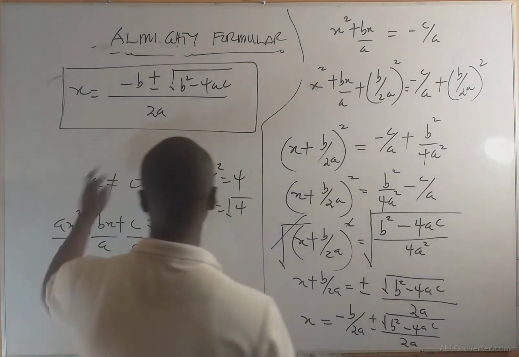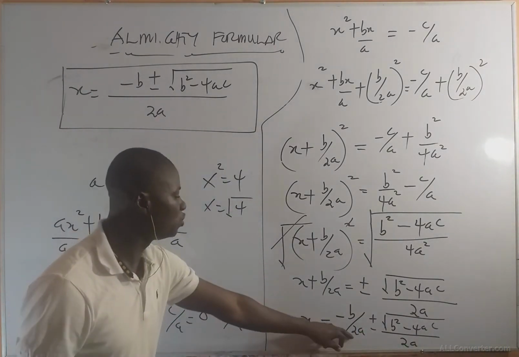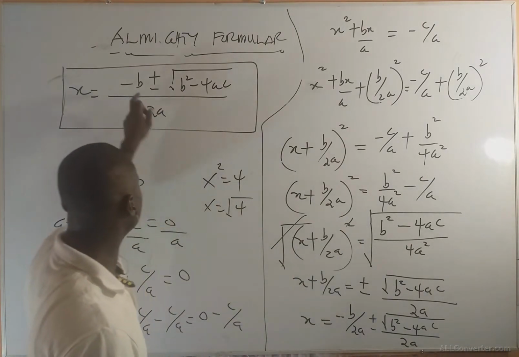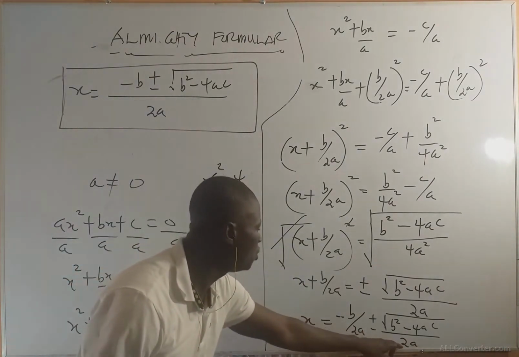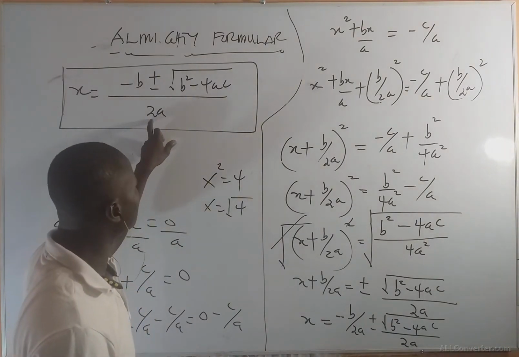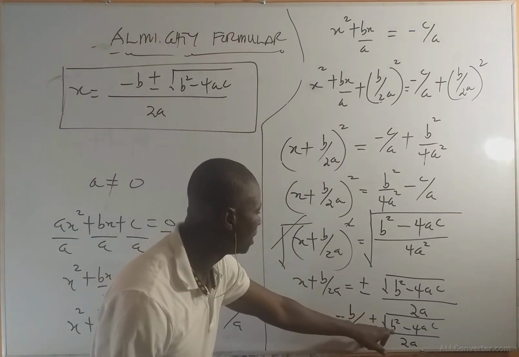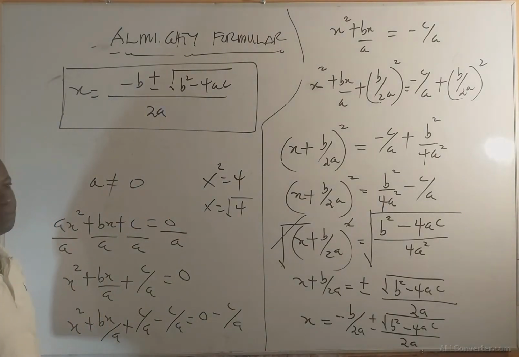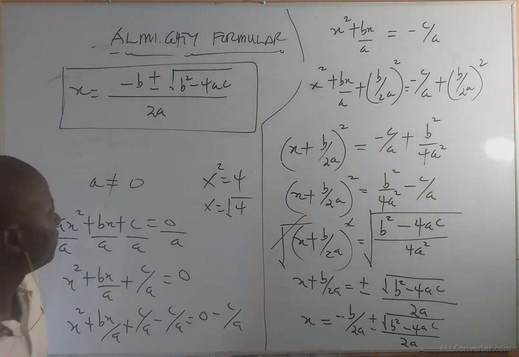So here we find the least common denominator, that is 2a. And 2a here, once. Then 1 times minus b is minus b, plus or minus. Then 2a here, 2a goes in here once. And 1 times everything up here will be the root of b squared minus 4ac. So this is the almighty formula.